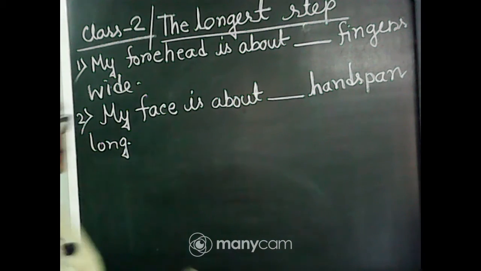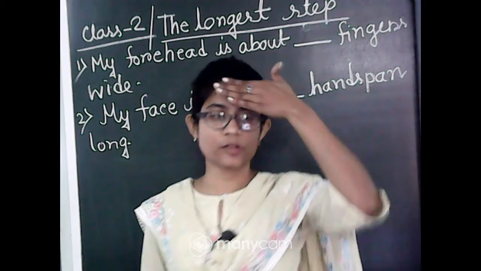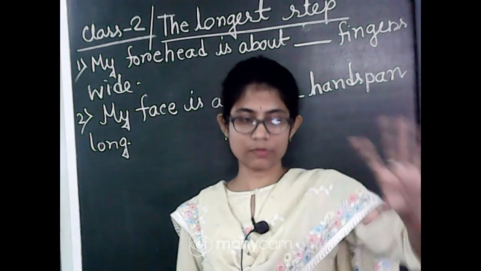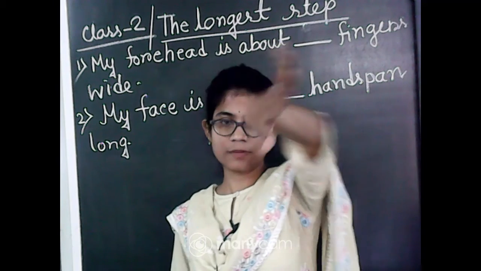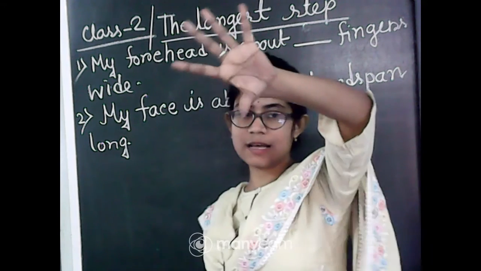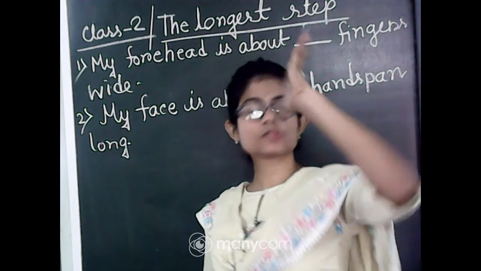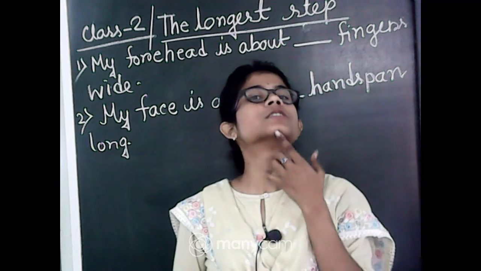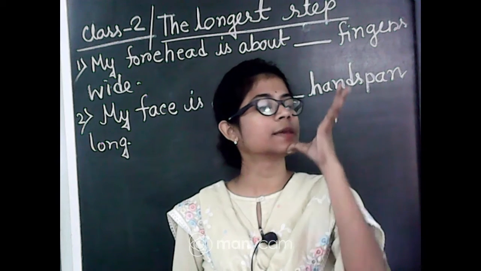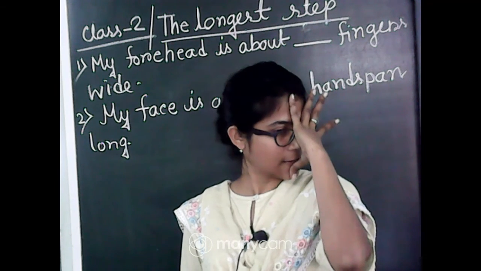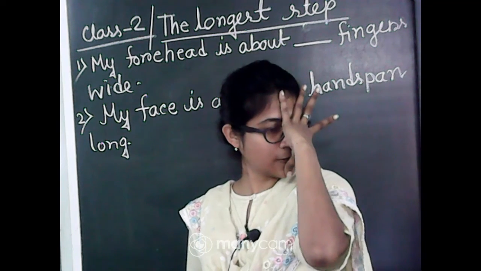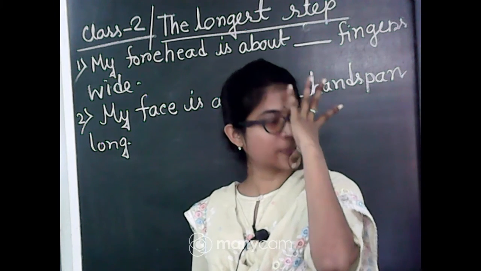long. Now this is your face. Now we all know this is our handspan, now like this. So this is the thumb, and this is the little finger. So like this. So this is your chin. So from here you have to place it like this. Now see, mine is 1 or a little bit less than 1.